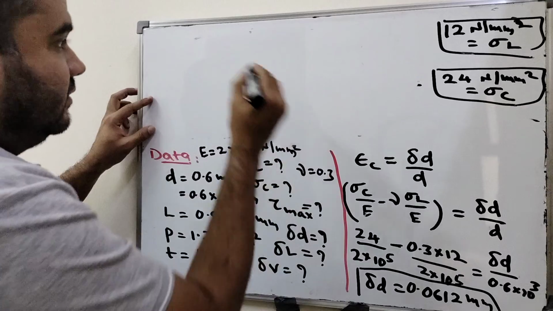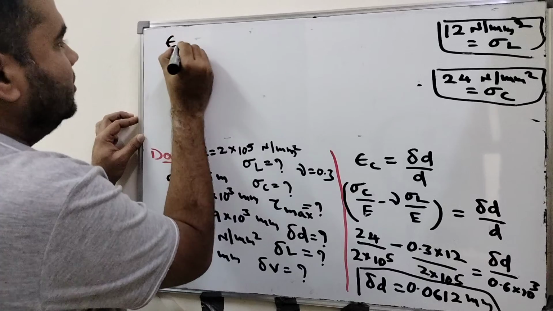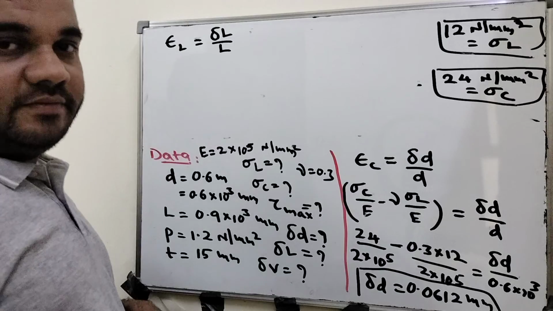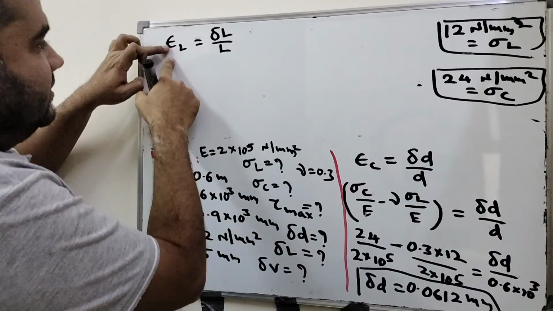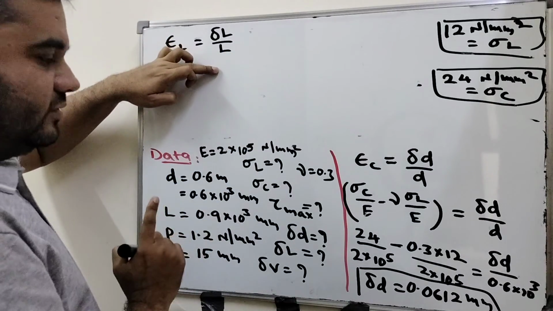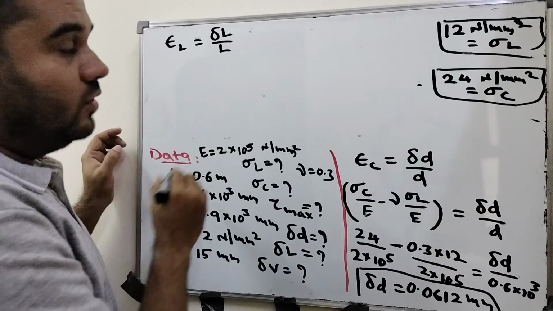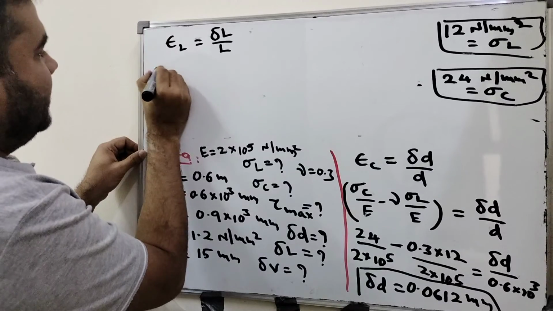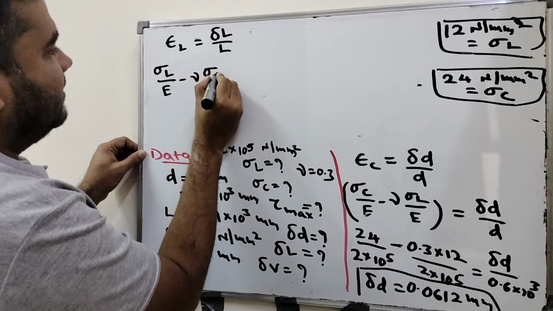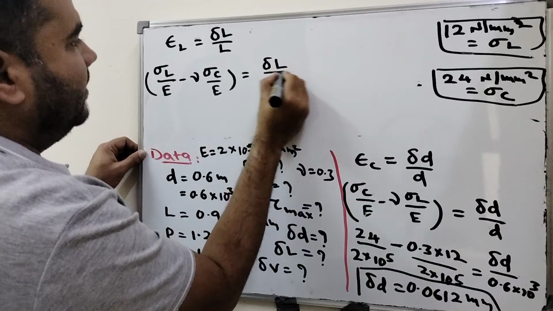Now, what are the formulas? Apply the longitudinal strain. Longitudinal strain equals change in length divided by original length. Again, these are the two unknown data here. We know the length is already given: 0.9 into 10 raised to 3 millimeter. So for this one, apply Hooke's law: longitudinal stress divided by E minus nu into circumferential stress divided by E, equal to change in length divided by original length.